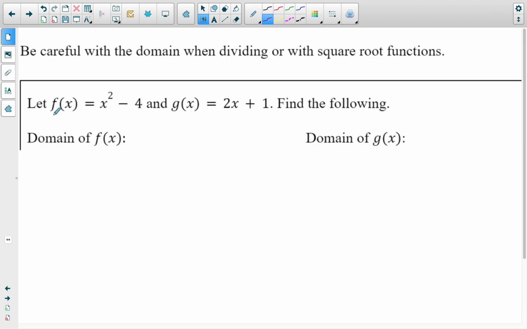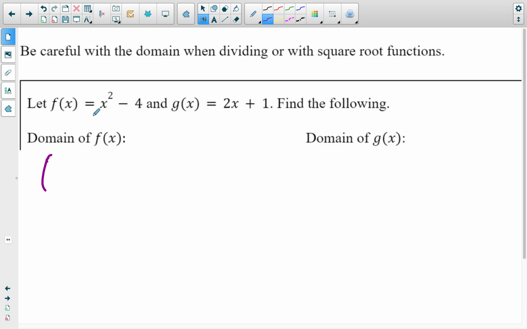All right, so in this example, let f of x equal x squared minus 4 and let g of x equal 2x plus 1. We're going to find the following. You'll typically be given two functions. First thing we're going to do is state the domain of each. I'm going to ask that you write this in interval notation because these are continuous functions. Continuous means that we can plug in all sorts of decimals in between our integers.